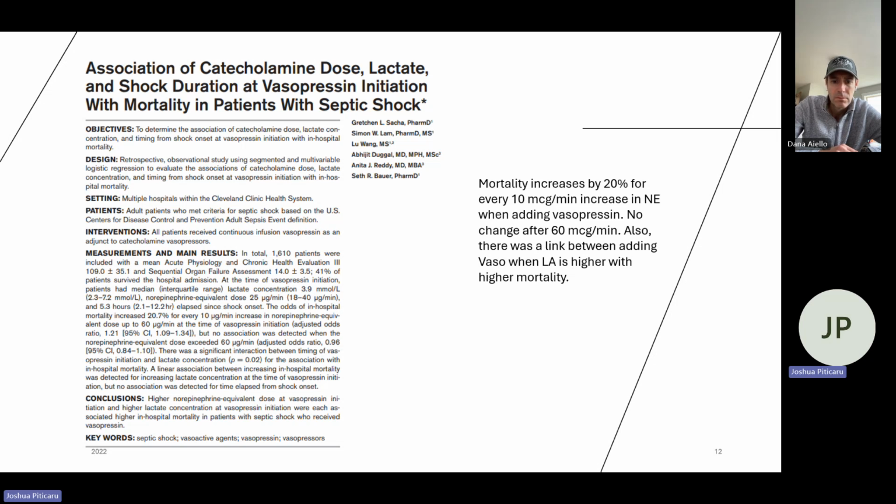Mortality increases by 20% for every 10 mics per minute increase in norepinephrine when adding the vasopressin. No change after 60 mics per minute. So after 60 mics per minute, there's not really much difference. Also, there was a link between adding vaso when lactate is higher and higher mortality. So don't wait until the lactate is so high to start vasopressin, or when the norepinephrine is really high.